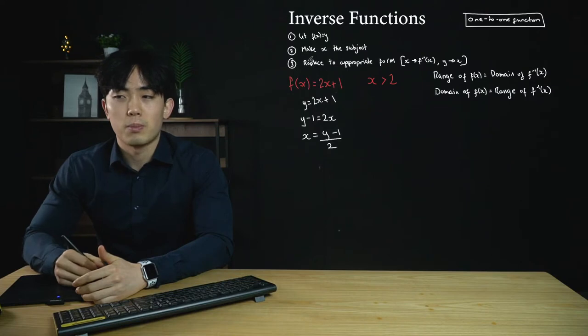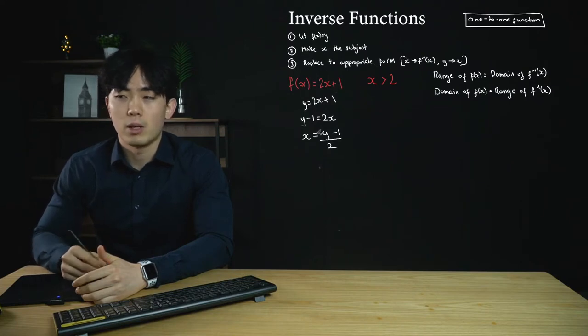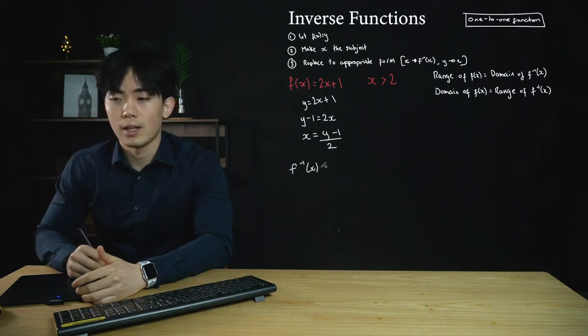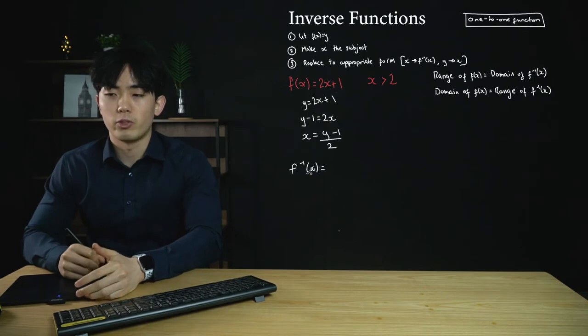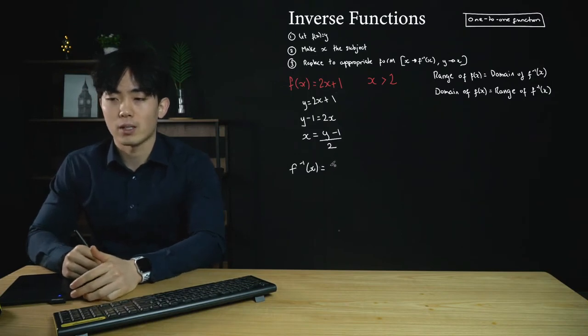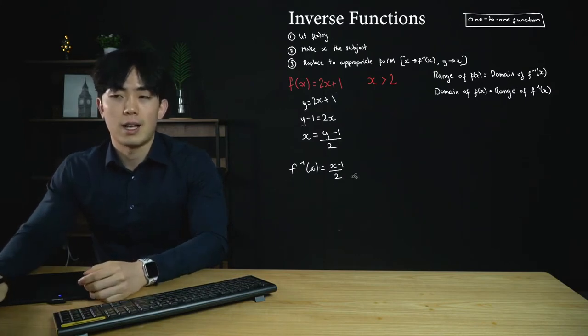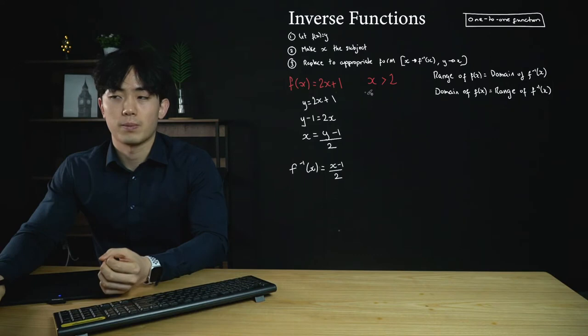And our final step is replace back to appropriate form. So our x will now turn into our inverse function, so f to the minus 1 of x. And that is equal to our y, which we replace back with our x. So we have x minus 1 over 2. So this is our inverse function, x minus 1 over 2, of this original function here.